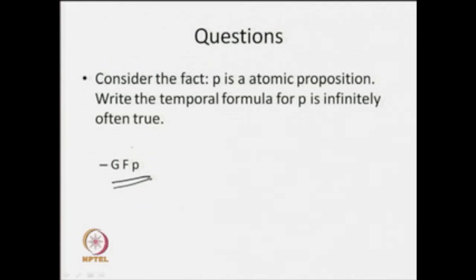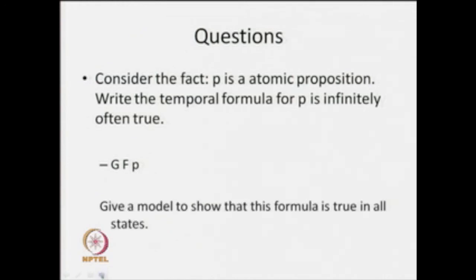It is different from G p. If I say globally p is true, that is different from infinitely often it is true. That means it is not always true, but infinitely often it is true. It comes true after some instance of time. So that is why we are saying that globally F p holds, so it is infinitely often true. Now, can you give a model for this particular statement, because globally infinitely often it is true?